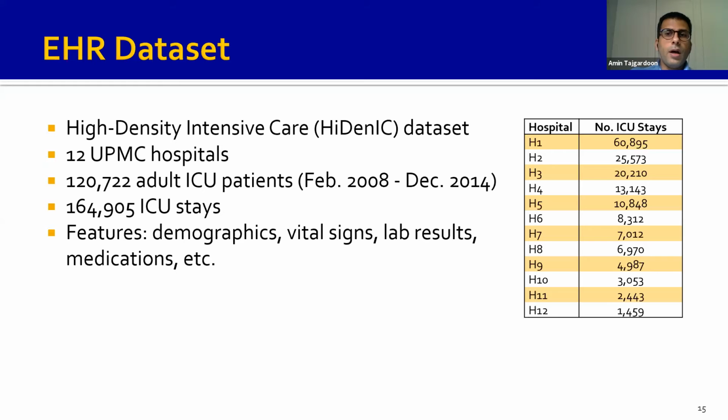We obtained data from the High-density Intensive Care, or HiRID, dataset that contains EHR data on about 120,000 adult patients admitted to ICUs at 12 hospitals at the University of Pittsburgh Medical Center from February 2008 through December 2014. The table here shows the number of ICU stays per hospital. The dataset contains structured data, including demographics, vital signs, medications, and laboratory test results.